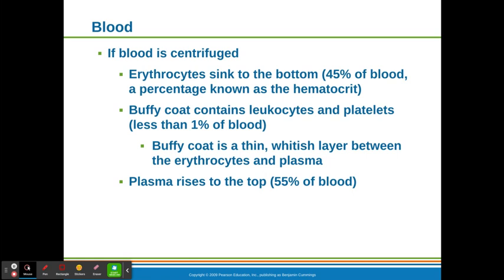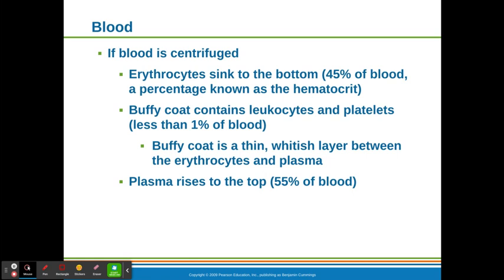Now, if blood is centrifuged, erythrocytes, our red blood cells, will sink to the bottom. They have more mass. By volume, that should be about 45% of your blood. It can fluctuate a little, but it should be about 45%. And this percentage is known as the hematocrit.